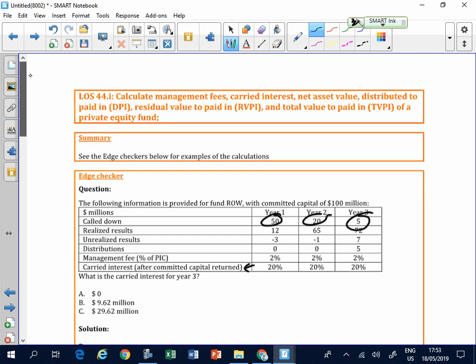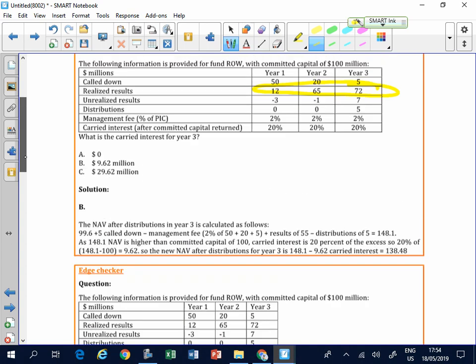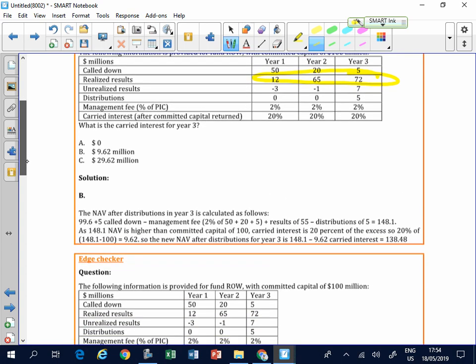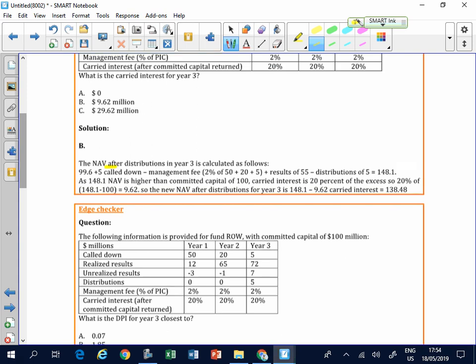And one way to do this is that if you think about, okay, so this question, what is the carried interest in year 3? Okay, and my number is going to be wrong. I know this because I think this is a cumulative number and not an every single year number. Okay, so distributions, it's a call down minus management fee plus the results minus distribution. So they got to 148. I got a completely different number.